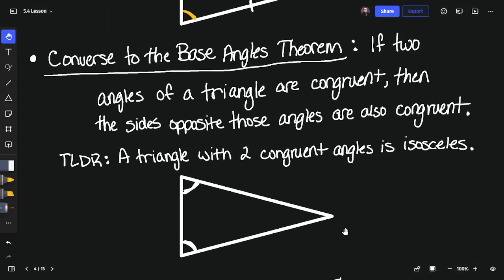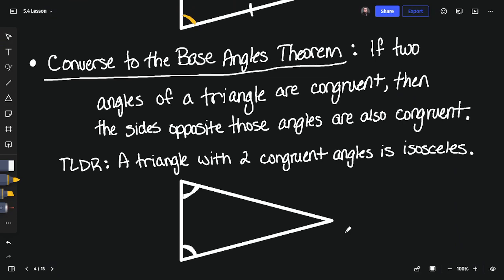Now that theorem also has a converse. The converse says that if two angles of a triangle are congruent, then the sides opposite those angles are also congruent. Basically, a triangle with two congruent angles has to be isosceles. So if two angles of a triangle are congruent, then that makes them the base angles of an isosceles triangle, meaning these two sides, the sides that are opposite those congruent angles, have to be congruent.